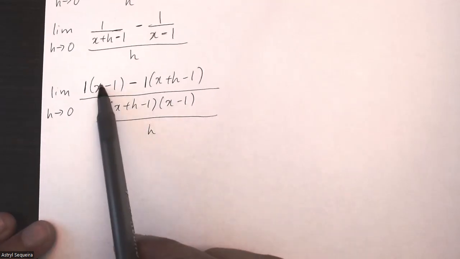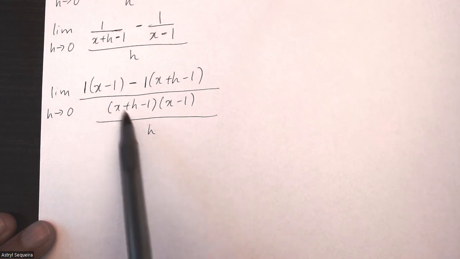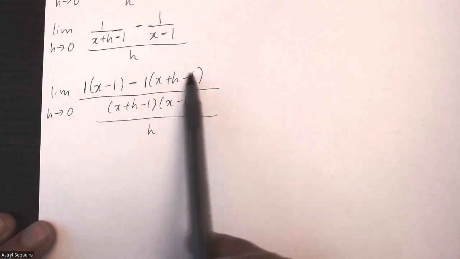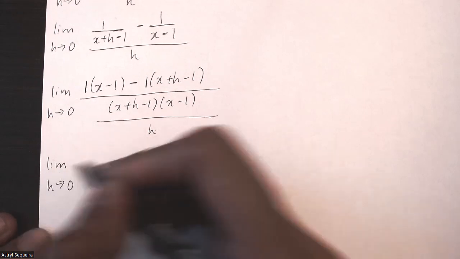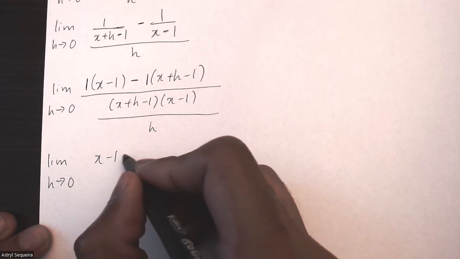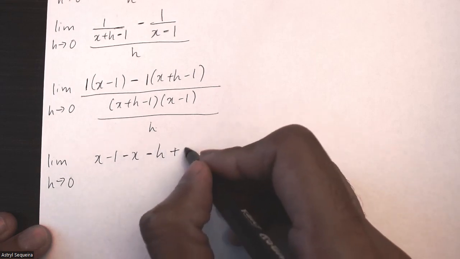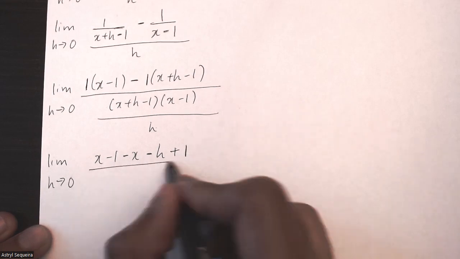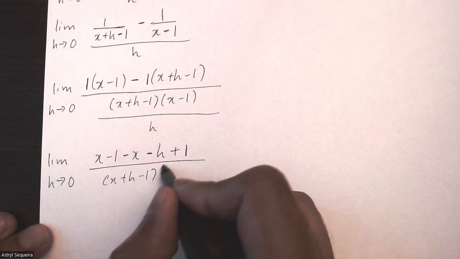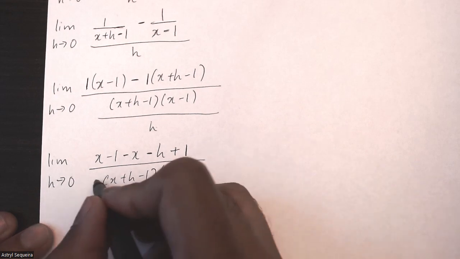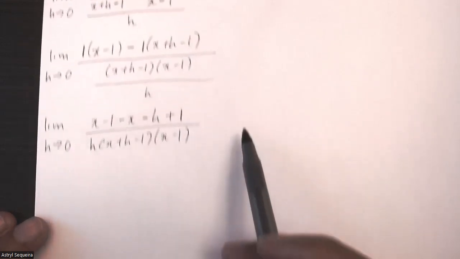I'll do two things in the next step. I will combine these two denominators over here because technically you can just combine them. And I'll also get rid of my brackets in the numerator. So lim h approaches 0, x minus 1 minus x minus h plus 1 divided by x plus h minus 1 times x minus 1. And then I'll write this h over here. That's how I combine these two denominators.